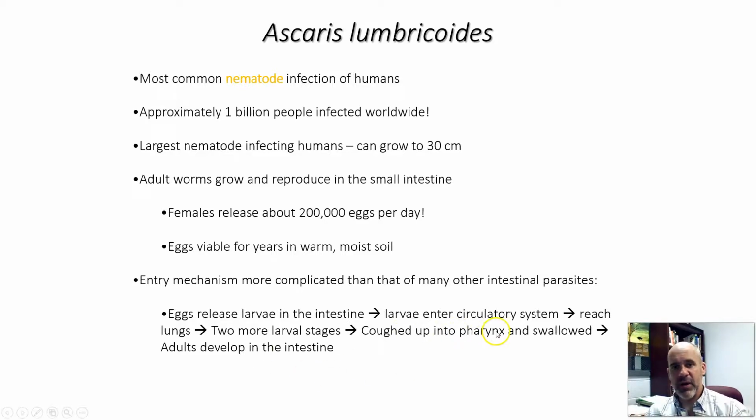And then you cough them up into your pharynx, the back of your throat, swallow them, and then finally the adults develop in the intestine. So that's kind of interesting. You swallow the eggs, which wind up initially in the intestinal tract. There's a first stage larva that comes out of the eggs, and that burrows into the bloodstream, travels to the lungs, and goes through 2 more stages there, and then you swallow that third stage back down into the intestinal tract, and that's where it matures into the adult. So why some of these parasitic worms have such complicated life cycles, I'm not sure. That's just the way things are.